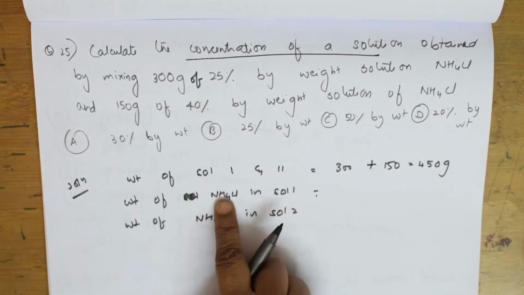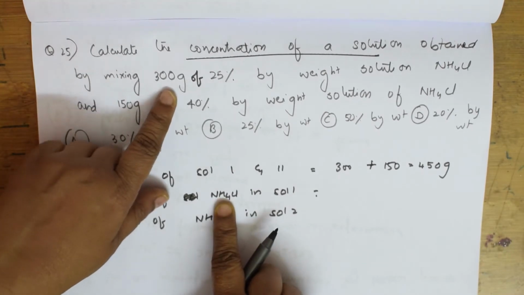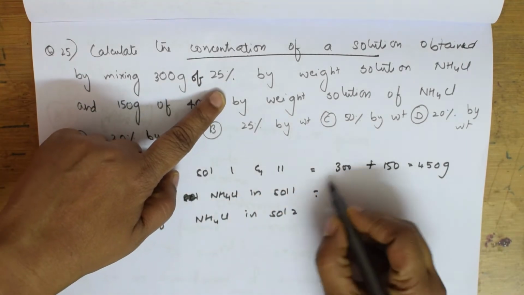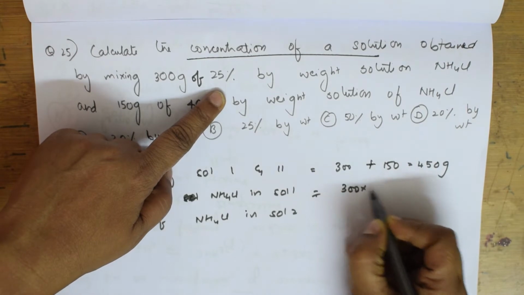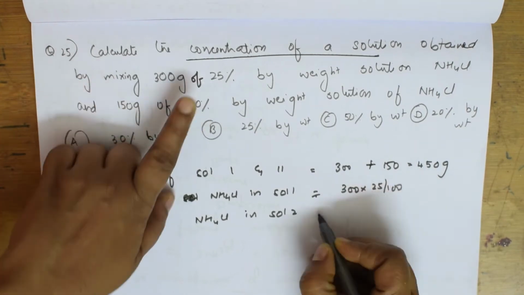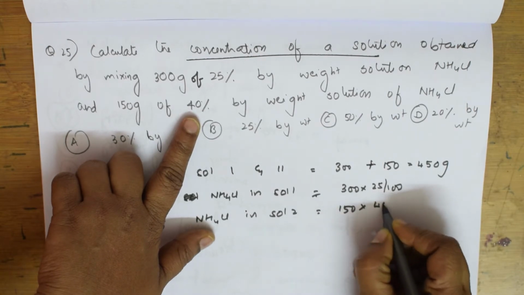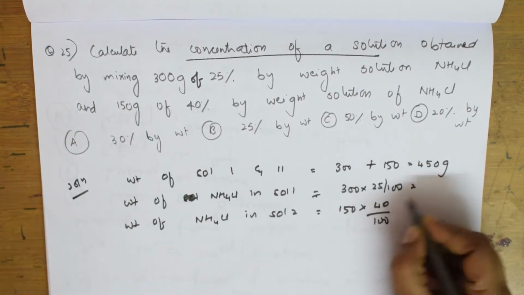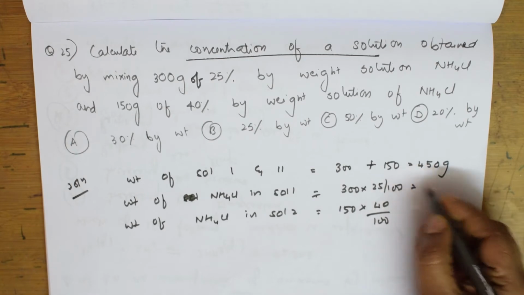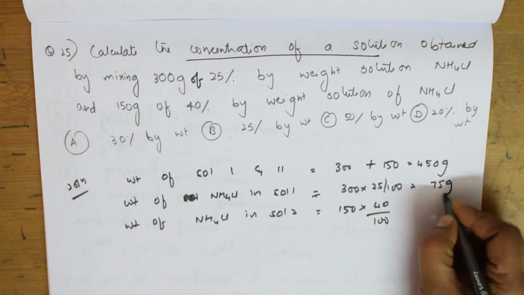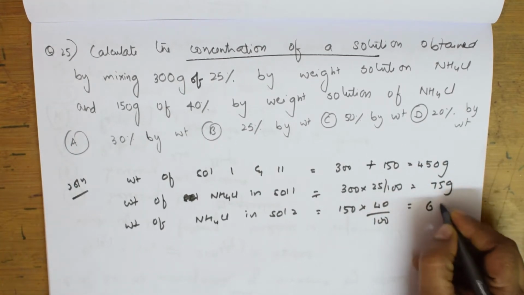In the first one, how much is given? It is 300 grams of 25%. That means 300 into 25 by 100. In the second case, 150 grams of 40%, that is 150 into 40 by 100. When I solve this, the first comes to 75 grams, and the second comes to 60 grams.